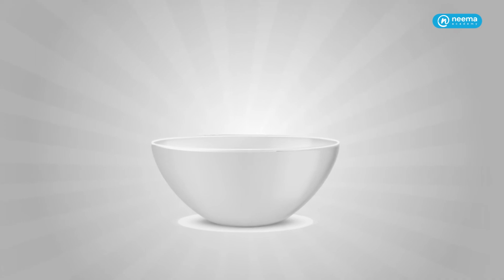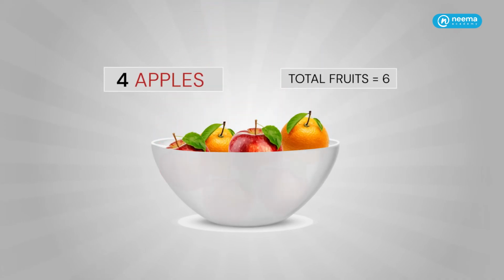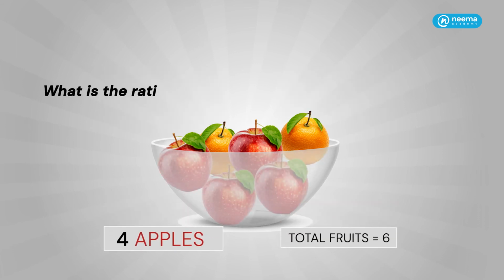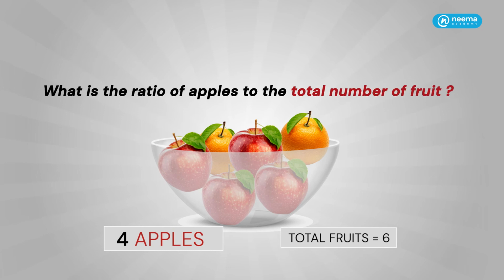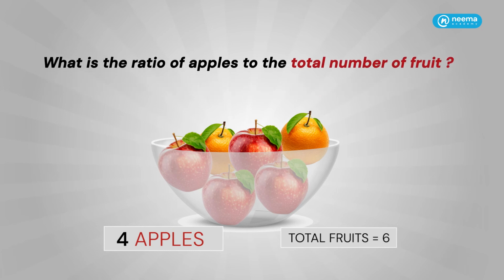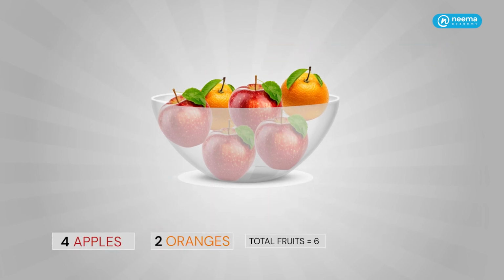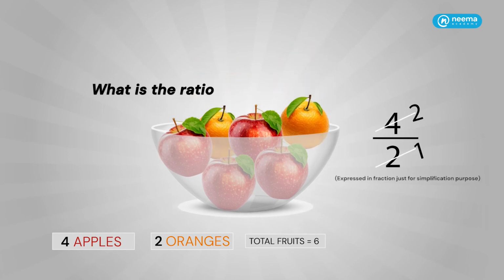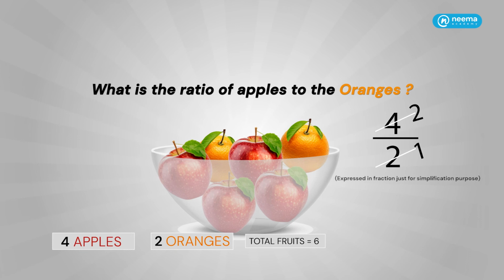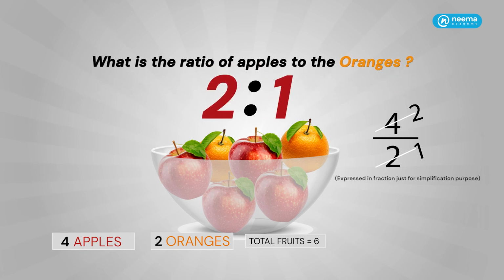And for ratio, let's take an example. Consider there are 4 apples in a bowl containing 6 pieces of fruit. What is the ratio of apples to the total amount of fruit? The answer is 2:3. If the 2 pieces of fruit that are not apples are oranges, what is the ratio of apples to the oranges? What do you think? The answer is 2:1.